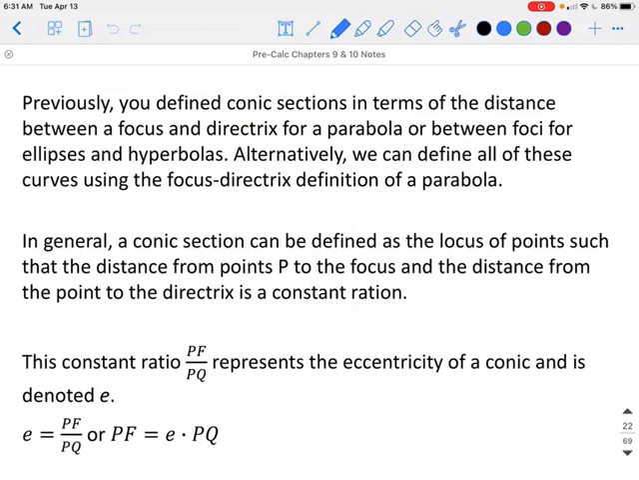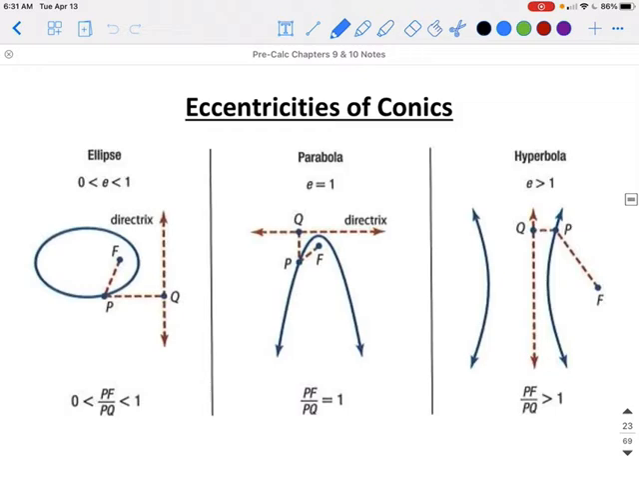In general, a conic section can be defined as the locus of points such that the distance from a point P to the focus and the distance from the point to the directrix is a constant ratio. This constant ratio, PF over PQ, represents the eccentricity of a conic and is denoted with the letter e. If the eccentricity is between 0 and 1, it will be an ellipse. If the eccentricity is exactly 1, it will be a parabola. And if the eccentricity is greater than 1, it will be a hyperbola.